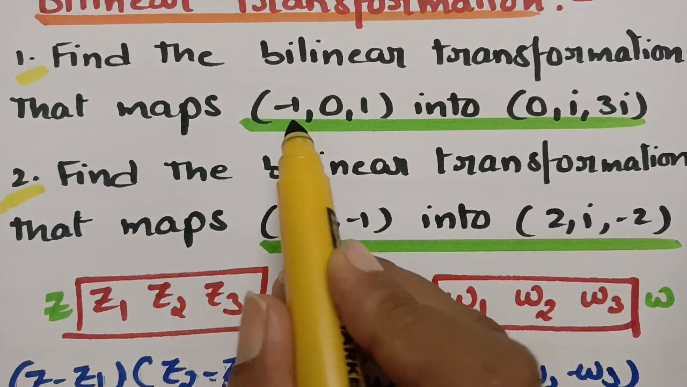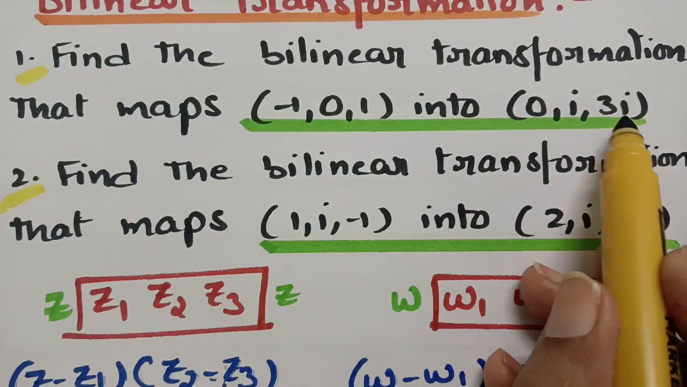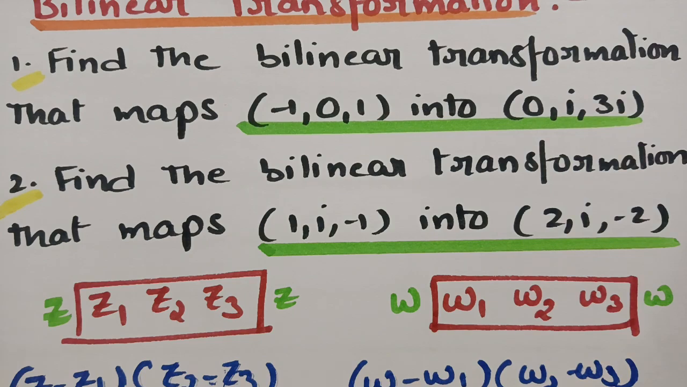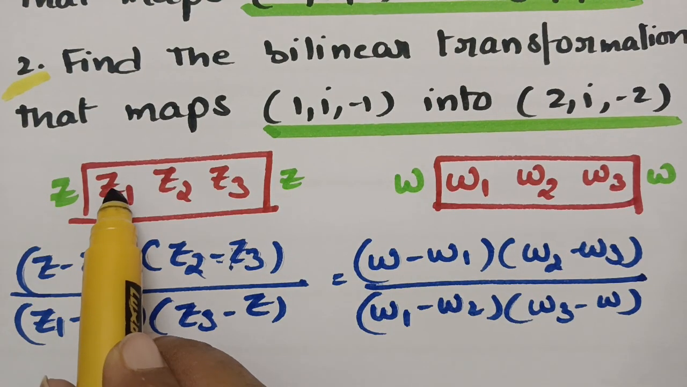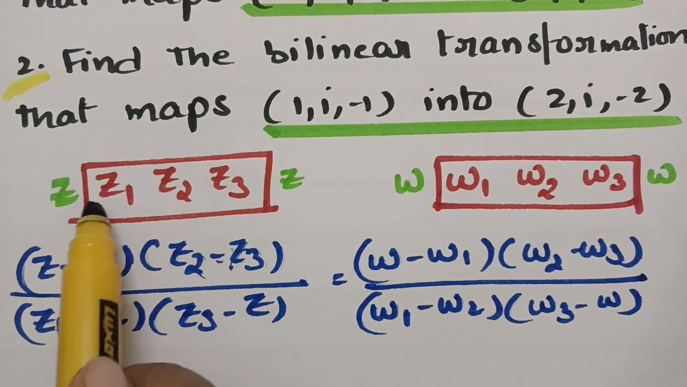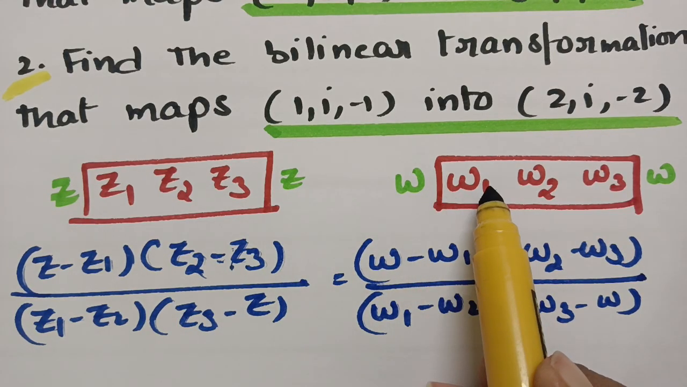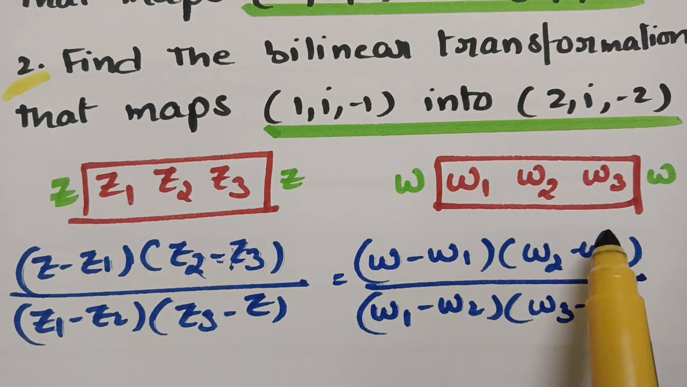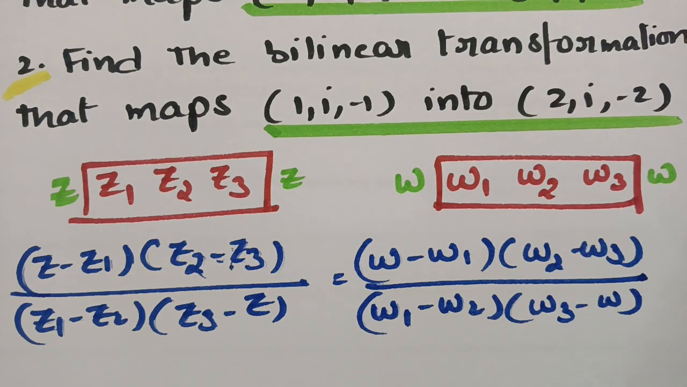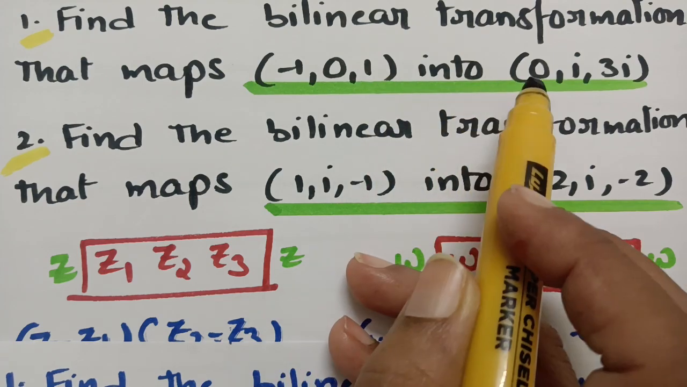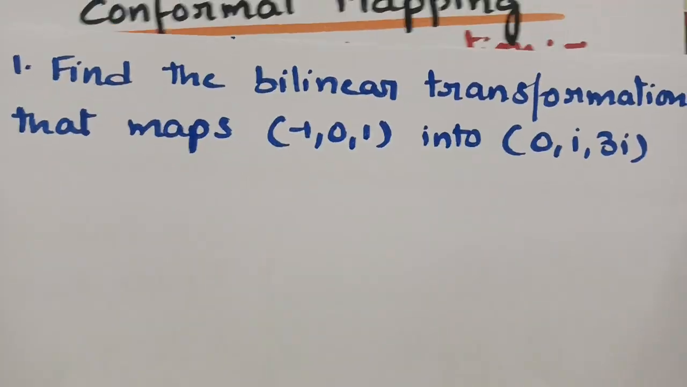We have the points ready. Here we consider the z points as -1, 0, 1 and the w points as 0, i and 3i, and we have to find the bilinear transformation. The formula is so easy: z minus z1, z2 minus z3 divided by z1 minus z2 into z3 minus z, equals w minus w1 into w2 minus w3 divided by w1 minus w2 into w3 minus w. If you remember this, the solutions will be very easy. The first question is to find the bilinear transformation that maps -1, 0, 1 into 0, i and 3i.